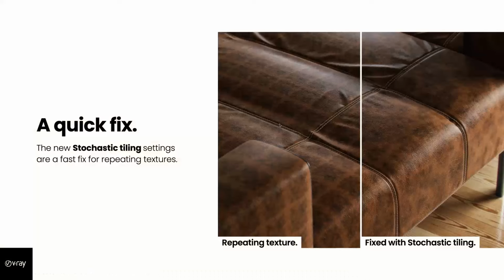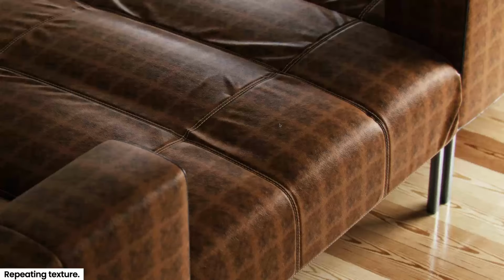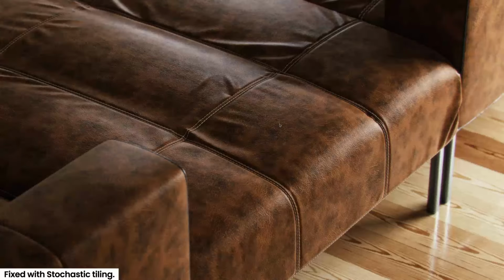Similarly, as part of that, we've added something called stochastic tiling. Stochastic tiling is a quick fix for repeating textures. If I look at this leather fabric that I've got on this chair here, you can tell that it's repeating, and you can see each one of those squares doesn't look very good. But with stochastic tiling, you can turn that on and jumble up the textures and procedurally mix that up so that you don't see those tiled artifacts anymore. It's a really nice quick fix for that.